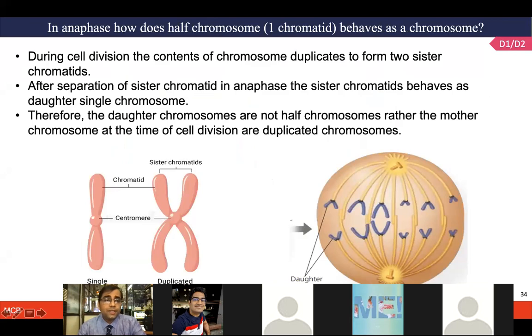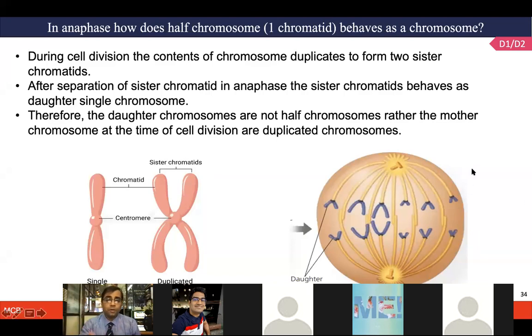Another question is, in anaphase, how do half the chromosomes, or the chromatids, behave as chromosomes? We just mentioned that during cell division, in mitosis and meiosis, the chromosomes get condensed, with sister chromatids being formed. During anaphase, with the release of the cohesin complex proteins, separases are used to separate those, and now these chromatids slowly pull apart from each other and behave like the new chromosomes.